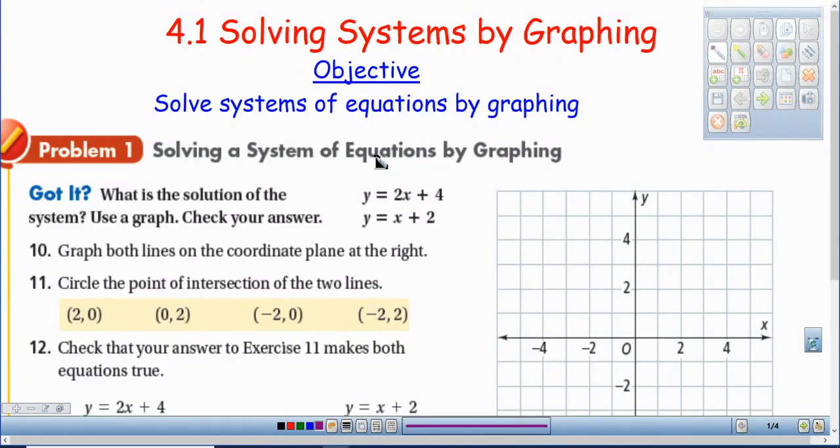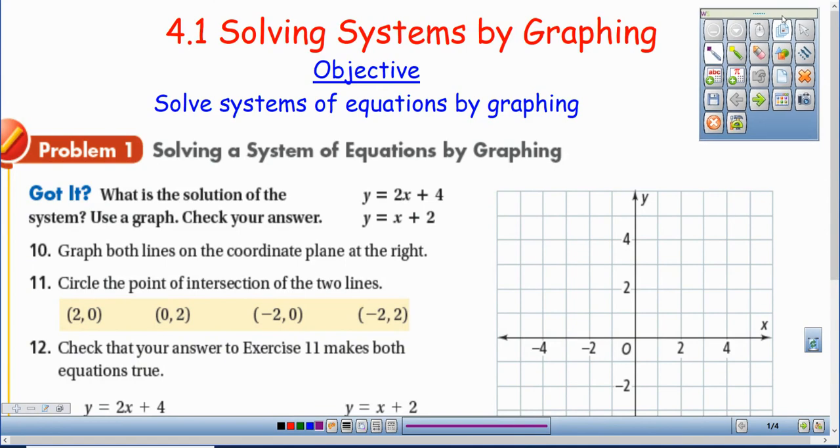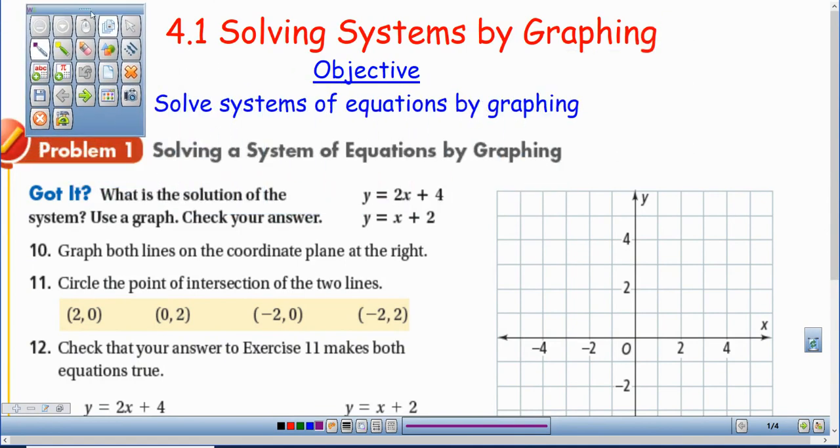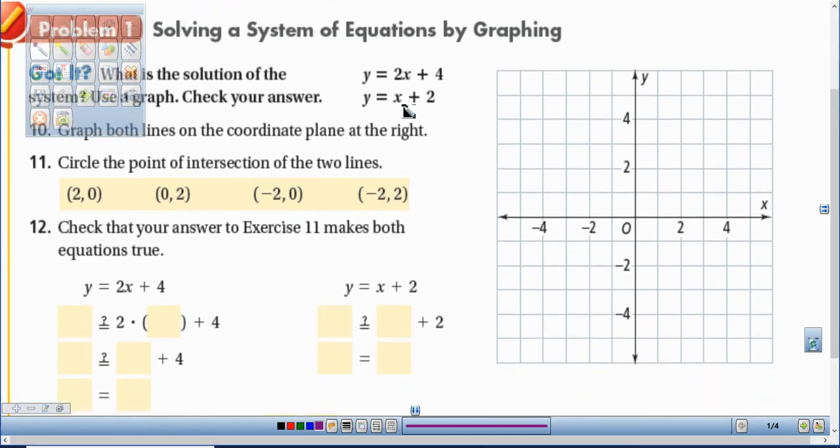So in this video, we're going to be solving systems of equations by graphing. And really, this shouldn't be too difficult for us to do as long as you know how to graph lines. Remember, we want to graph lines most often if they're in slope-intercept form, y equals mx plus b. And that makes it a lot easier. So let's look at these two equations here.